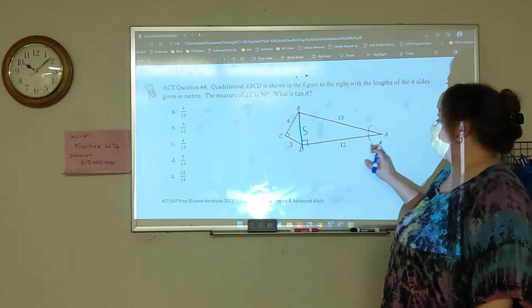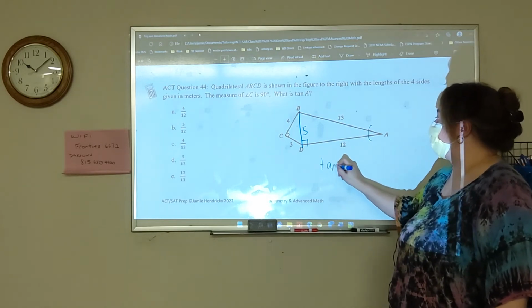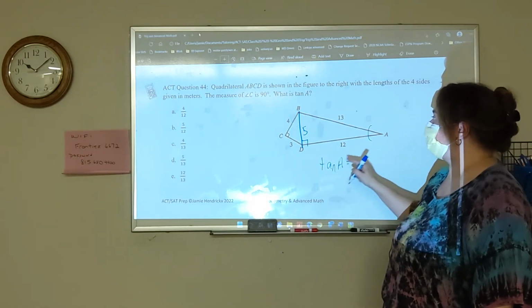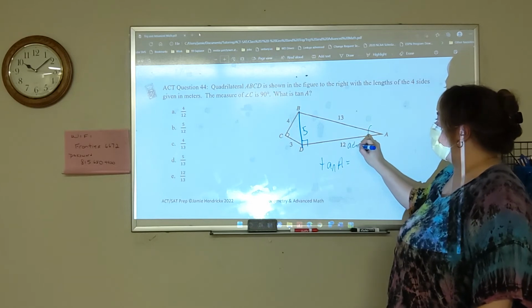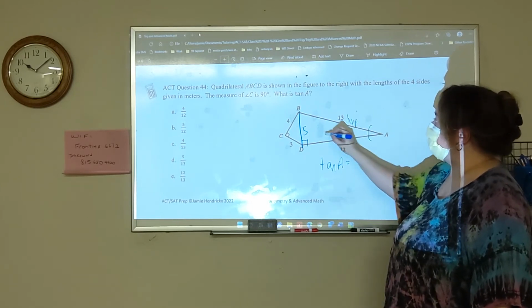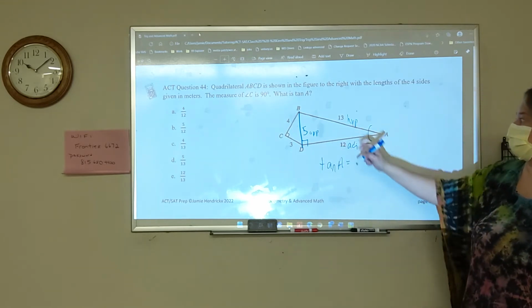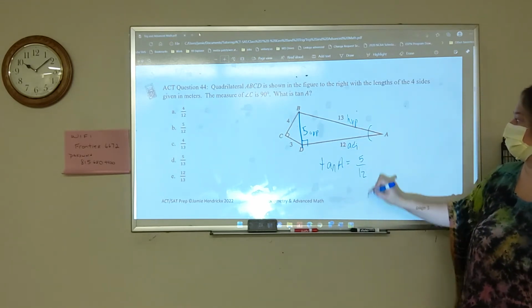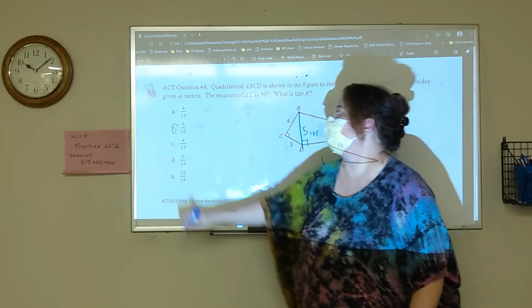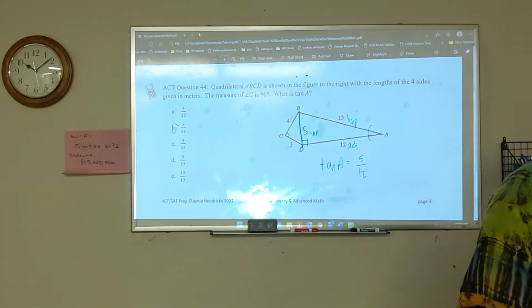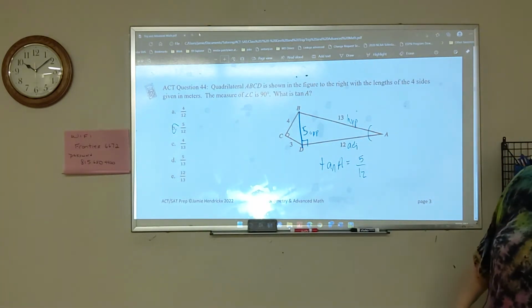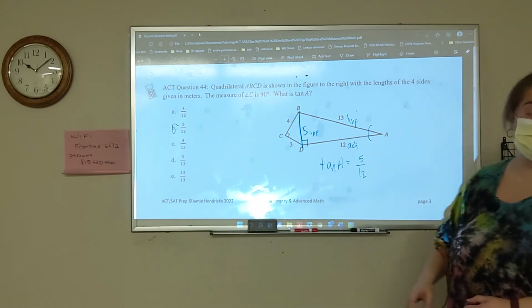All right, once we know that, we just need the tangent. So tangent of A is opposite over adjacent. So adjacent, hypotenuse, opposite. Opposite over adjacent is 5 over 12. B. Again, ACT only problem.